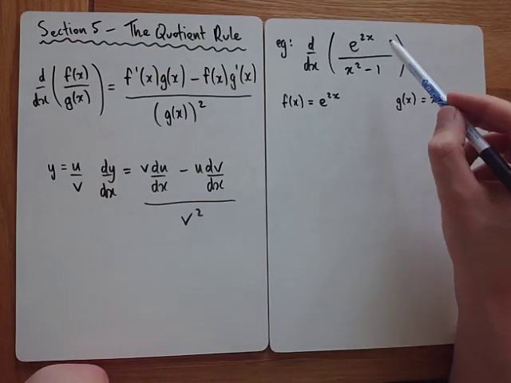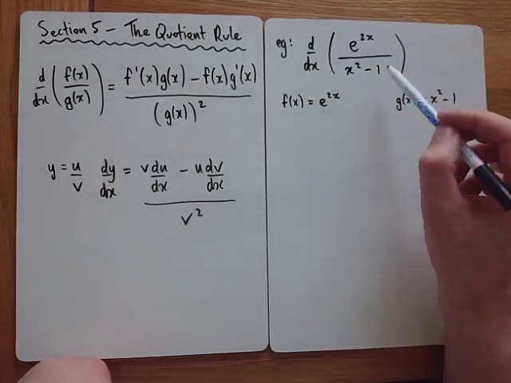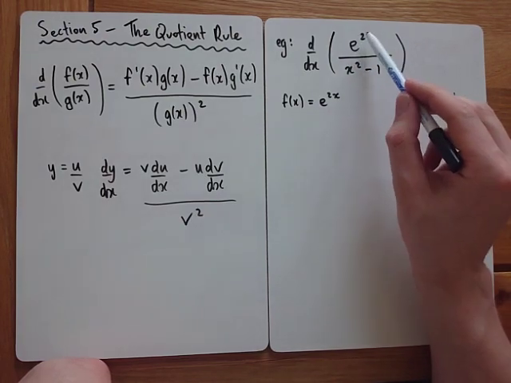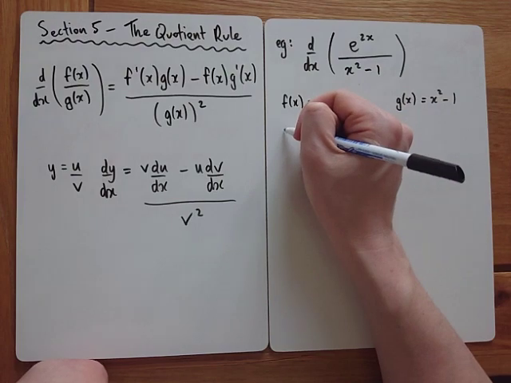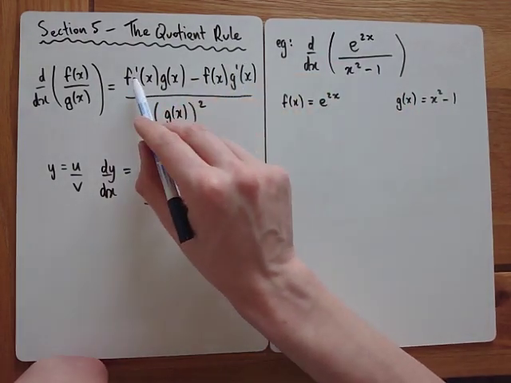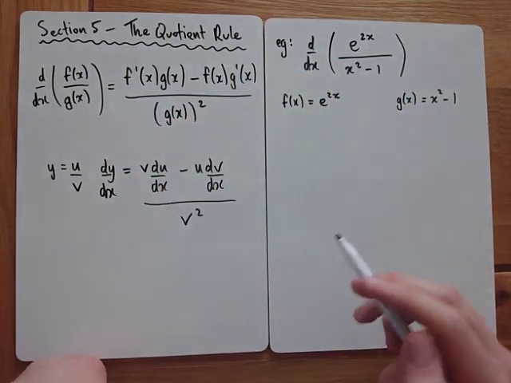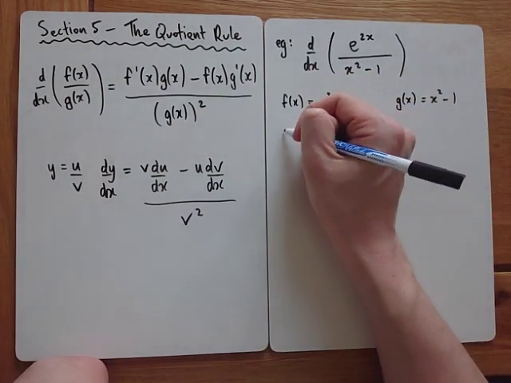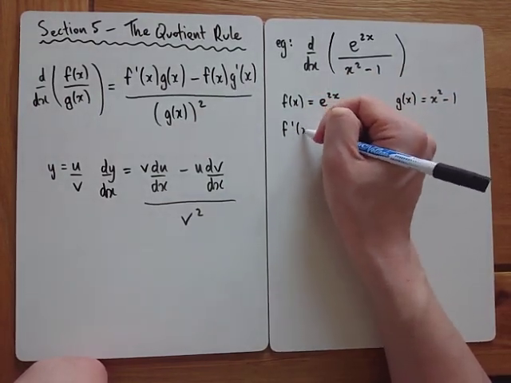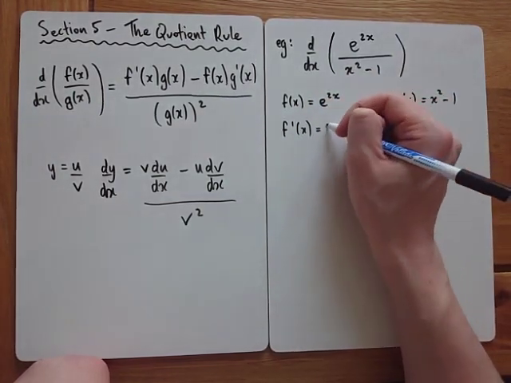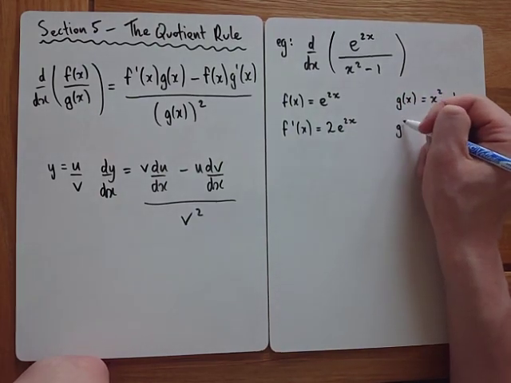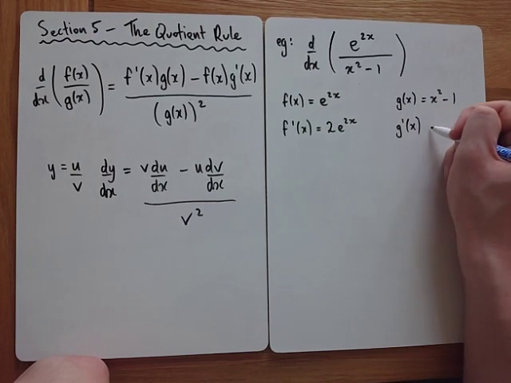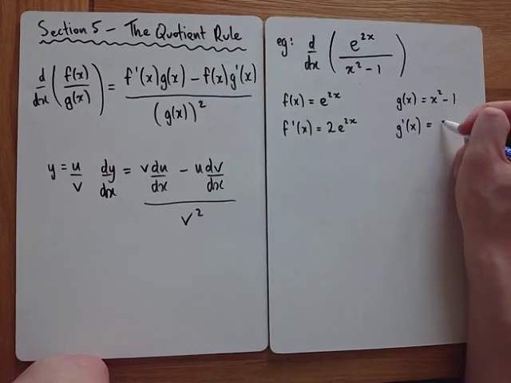So all we're doing at the moment is looking at our fraction. The top part we're calling f, the bottom part we're calling g. Then looking at the formula, we need to figure out what f dash is and what g dash is. So f dash of x would be 2e to the 2x, and g dash of x would be 2x.